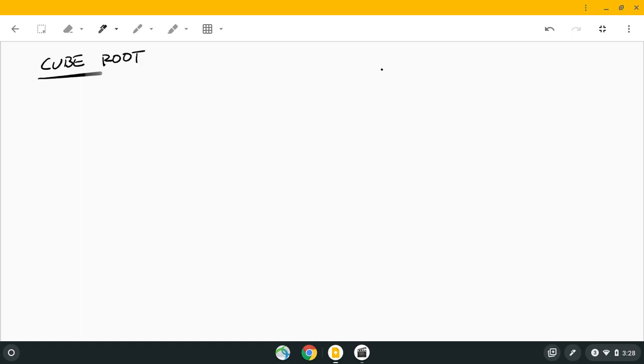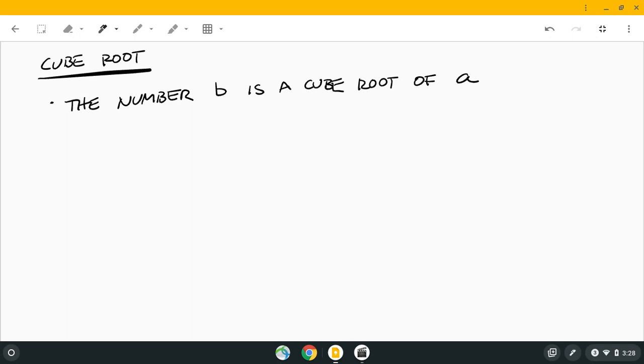So we already talked about the square root. So now we're going to look at the cube root. So similarly, the number b is a cube root of a if b cubed equals a. Okay.